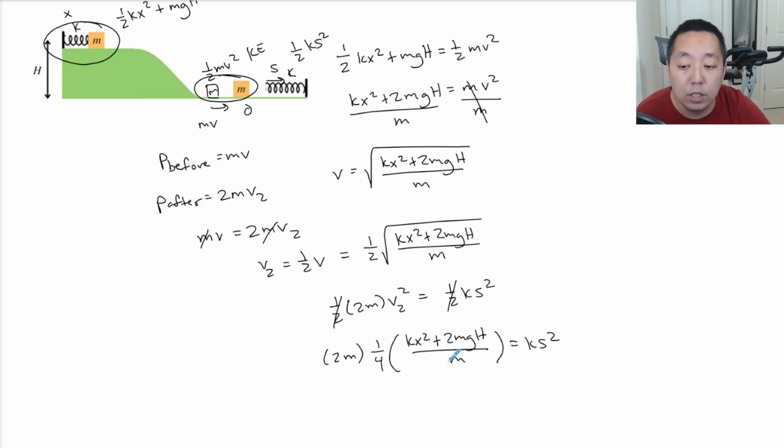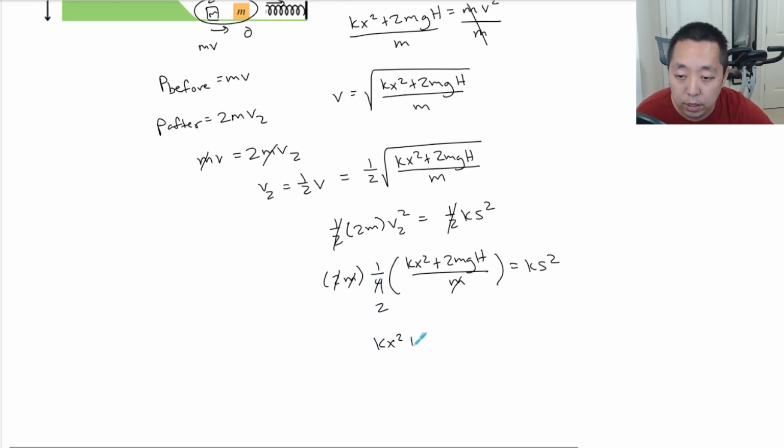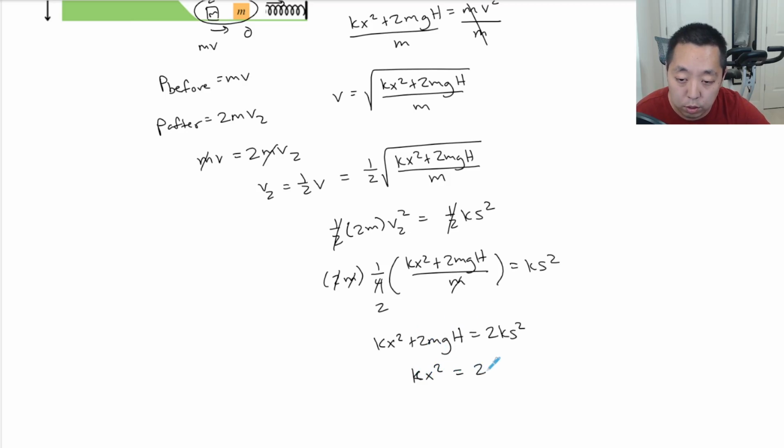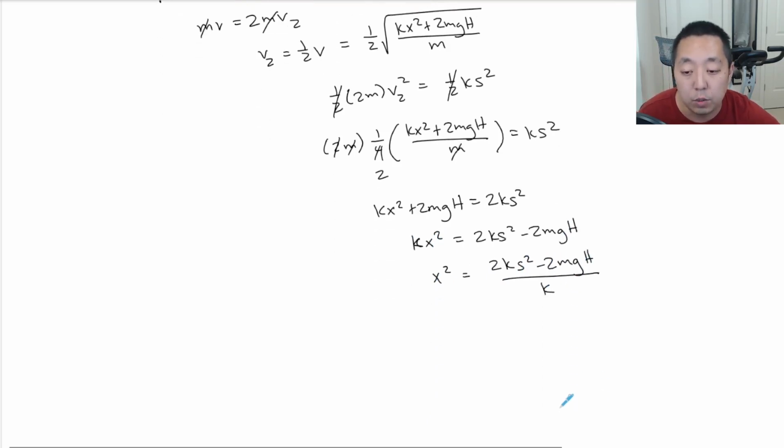And then our goal is to solve for x. I want to know what the initial compression was. So the 4 and the 2 cancel to 2. These m's are going to cancel. I'm going to multiply both sides by 2. So I get kx squared plus 2mgh. Multiply this by 2 to get 2ks squared. And then subtract the 2mgh. Kx squared is equal to 2ks squared minus 2mgh. And then just divide by k, and then finally take the square root to solve for x.